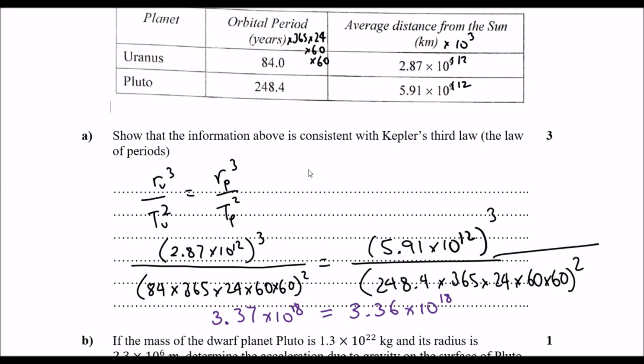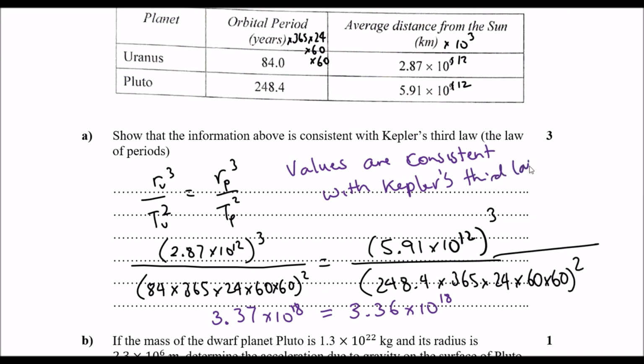Okay, so values are consistent. Obviously, the only difference could be just the rounding off difference. If we didn't round off, probably be a bit more close together. So values are consistent with Kepler's third law.